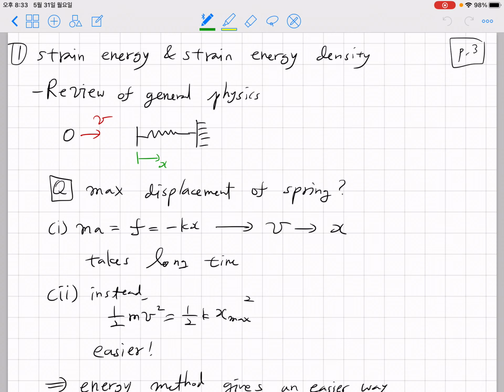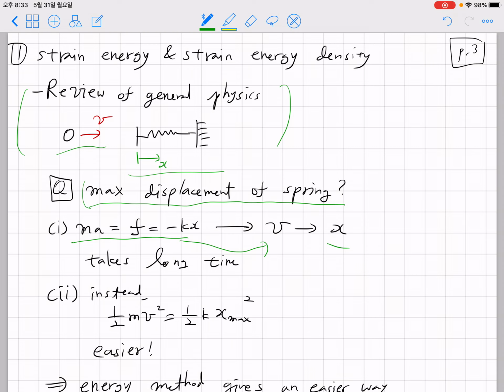Before we begin, let me give you a short review of a general physics problem. Back in general physics, we sometimes got asked this question: what will be the maximum displacement of a spring hit by a ball moving with velocity v? We can solve this problem using Newton's law, using acceleration and force, etc. By integrating the acceleration to obtain the velocity, and integrating the velocity, we can obtain x, and we can obtain the answer for this question.